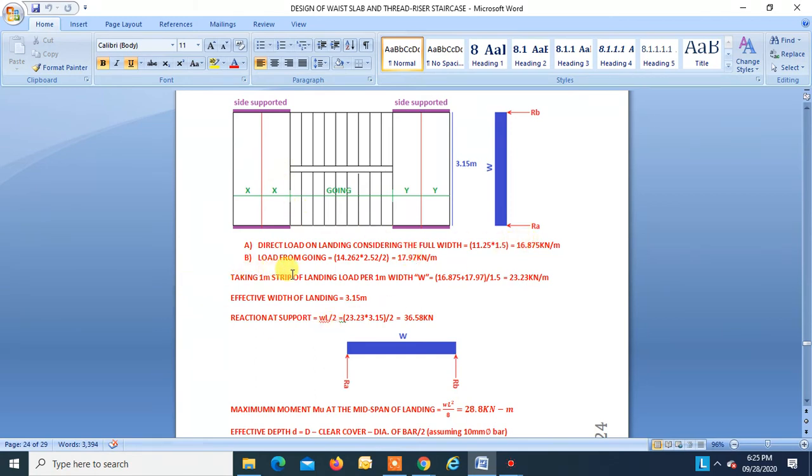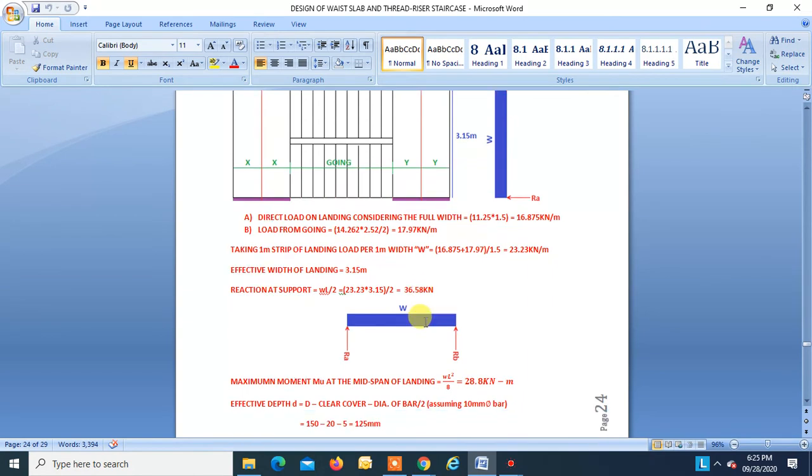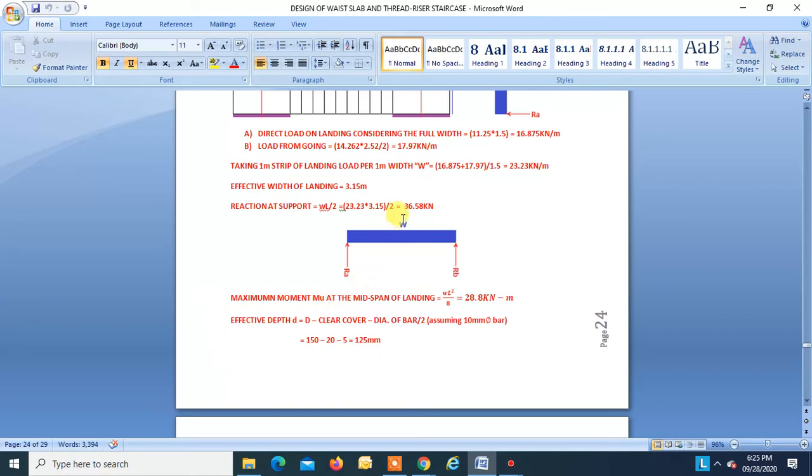Now taking 1 meter strip of landing. Now we will design this as a 1 meter design strip, right? Taking 1 meter strip of landing, load per 1 meter width W is equal to this plus this divided by the width of this. That is 23.23 kilonewton per meter. So this is the W which we get. So reaction is simple, WL by 2, that is 36.58. This is the effective span 3.15. Maximum moment at center is WL square by 8, that is 28.8.